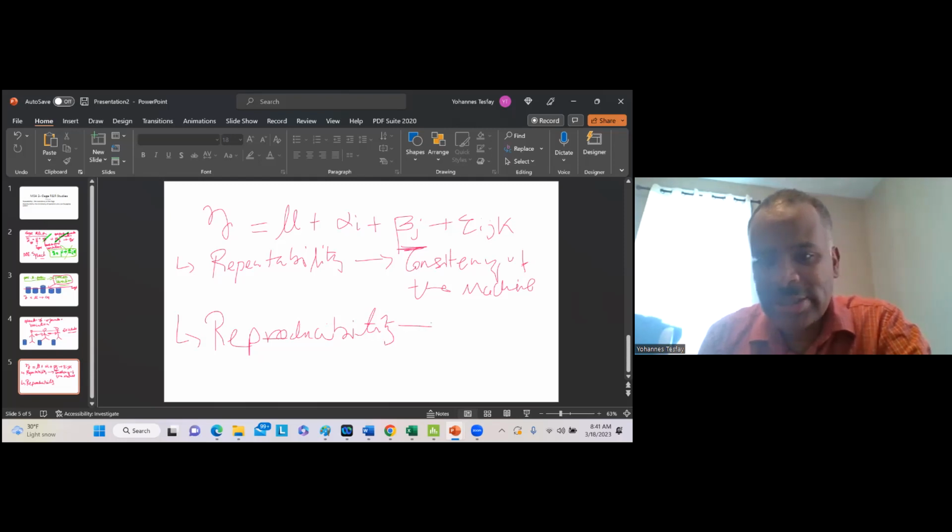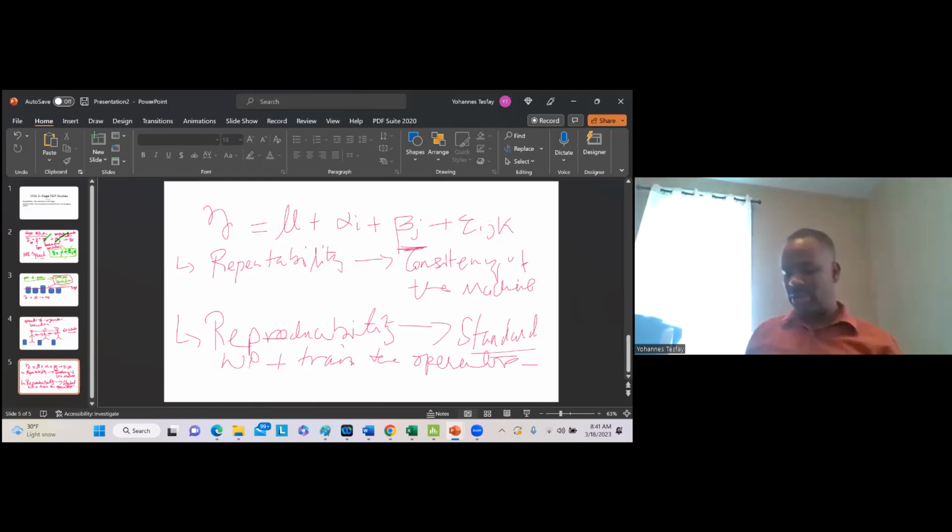This is the measure of standardization: standard work procedure plus training the operator about how to measure. You're going to just train the operator how to measure.